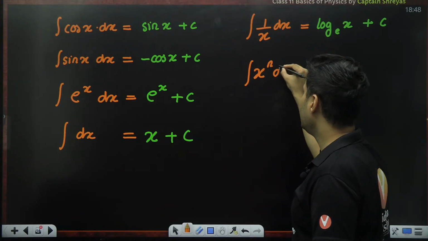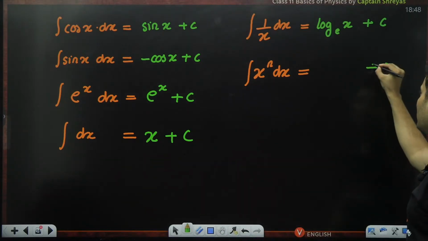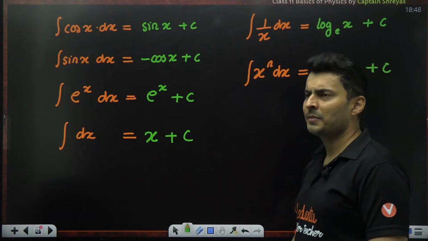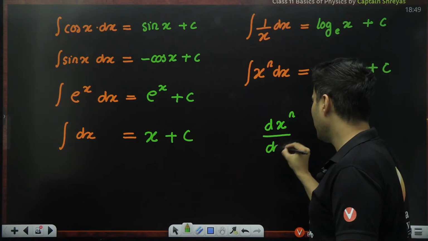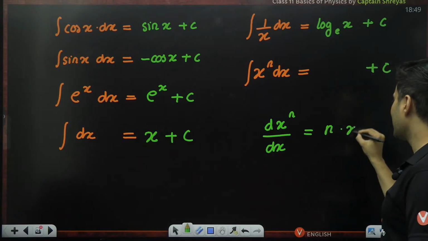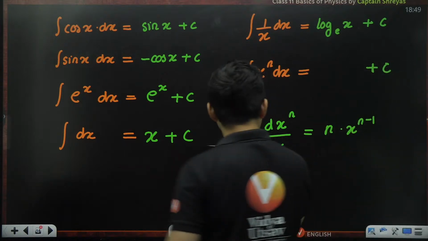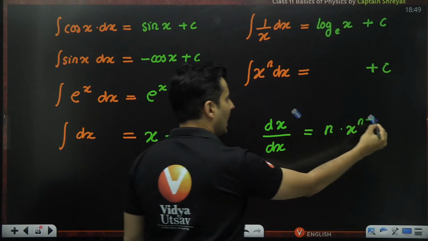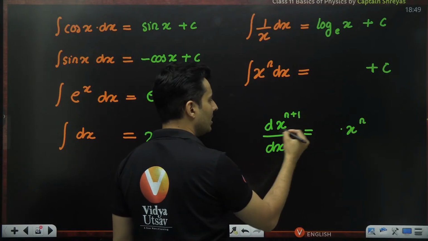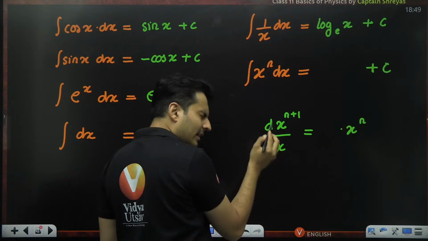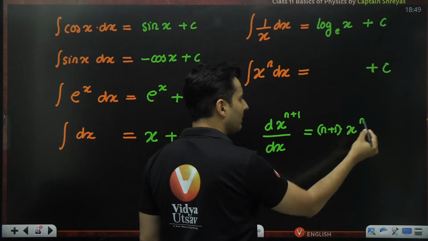Integration of x raised to n dx. Try to think whose derivative this is. Obviously, some constant will be there, which is plus c. But x raised to n, sir. See, if I take the derivative of x raised to n with respect to x, the answer will be n x raised to n minus 1. No, sir, I want only x raised to n. If I want the answer to be x raised to n, then this should probably be n plus 1. The derivative of x raised to n plus 1 will be n plus 1 coming outside and reducing the power by 1, so it will be n.